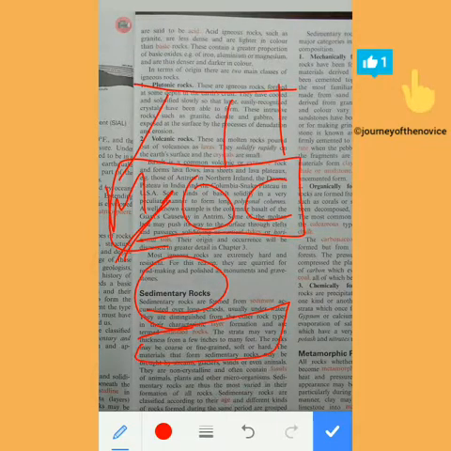Second is the organically formed. Now when we talk about organically formed, they are formed in two different forms. First, if they are formed by the remains of living organisms, then they turn into the calcareous type rocks. Example, limestone and chalk.